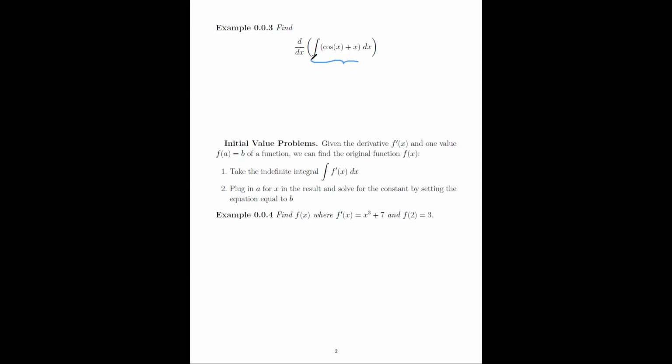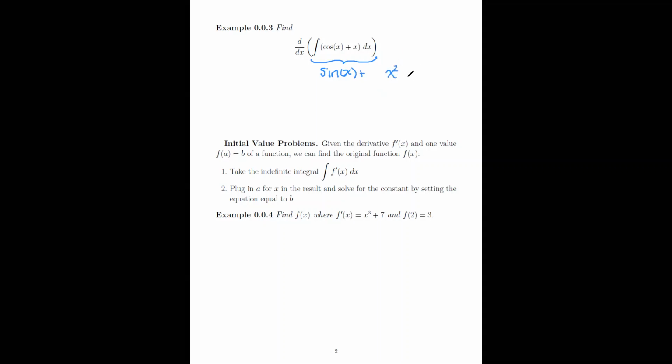So let's start with our antiderivative. So let's start with cosine of x. What function, when we take the derivative, gives us cosine? Well, the derivative of sine is cosine, so this should be sine of x. Now what function, when we take the derivative, gives us x as our derivative? Well, if we think about the power rule, x squared will, when we take the derivative of that, will go down to x.